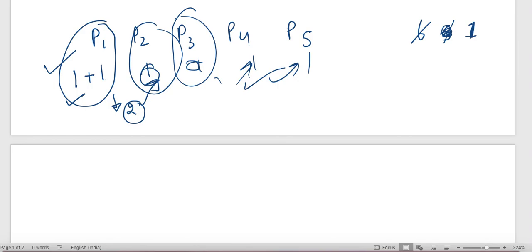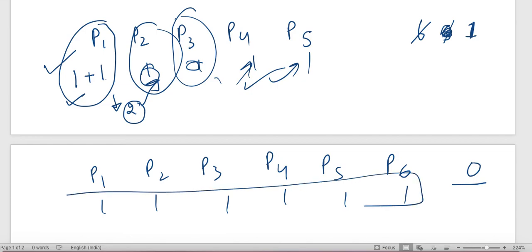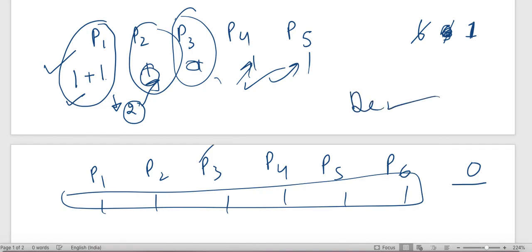Let's check, can it be possible for 6 processes P1, P2, P3, P4, P5, P6? 1, 2, 3, 4, 5, 6. I have allocated 1 resource to each of them. Now I am left with 0 resources because 6 was the total and I have given 1 each. But each of the processes requires at least 2 resources for successful execution. No one will get executed and the system will get into deadlock. Got it? So this is how we solve the deadlock questions.